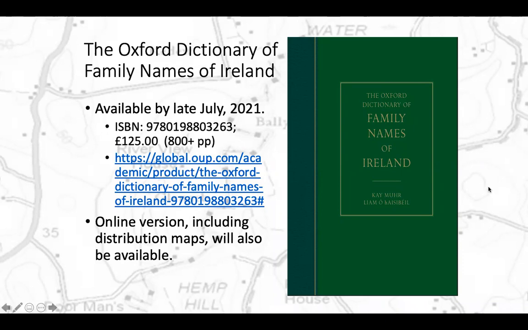The dictionary includes all the surnames in Ireland which had over 100 bearers in the 1911 census. It's not just about Irish language names, nor is it just about names that came in Norman times. It's everything that was there in 1911.